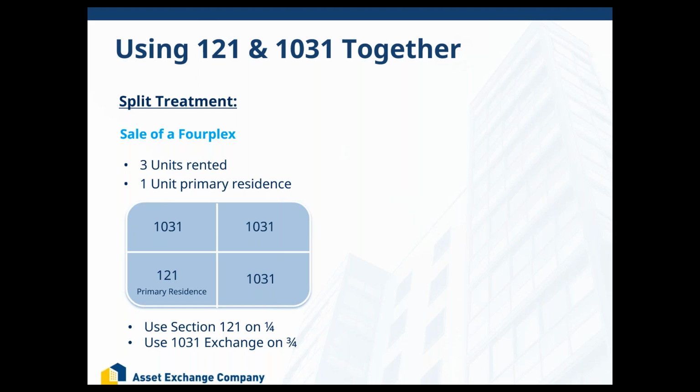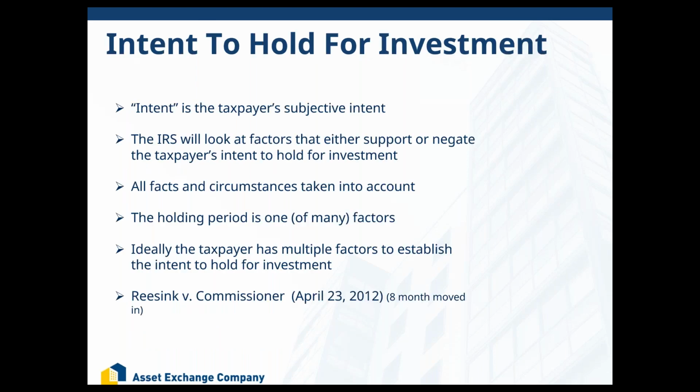You could even do this if you want to buy a duplex. You want to live in half as your primary, and the other half you want to rent out. Same thing: when you go to sell it, did you own it for at least 5 years and live in it any 2 of the last 5 years? If you did, for half of it you can claim the 121, and for the other half you claim the 1031 tax-deferred exchange.